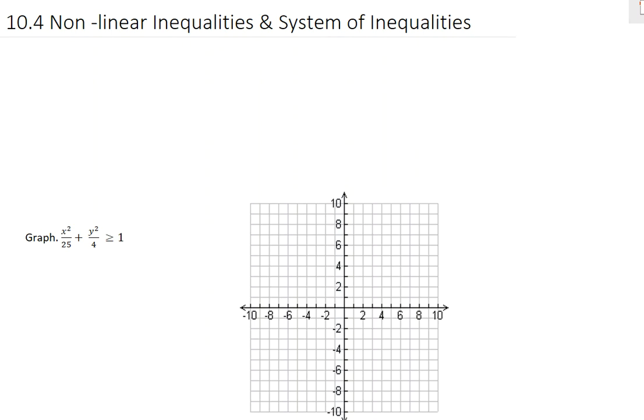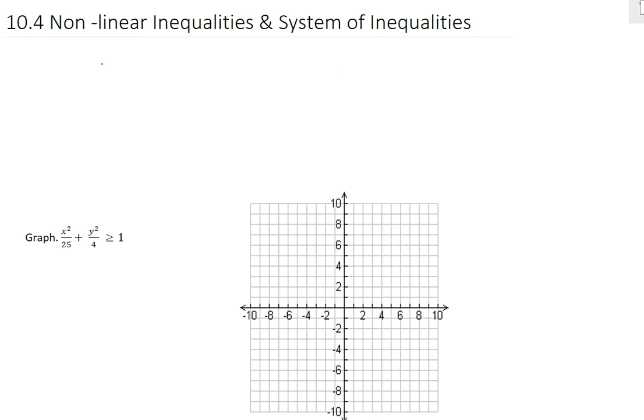In today's section, we're going to be talking about nonlinear inequalities and systems of inequalities. We're going to be taking a look basically at the conic graphs we've done in sections 1 and 2, and we're going to add some inequality features to it. You might recall we did this quite a bit when we looked at linear lines.